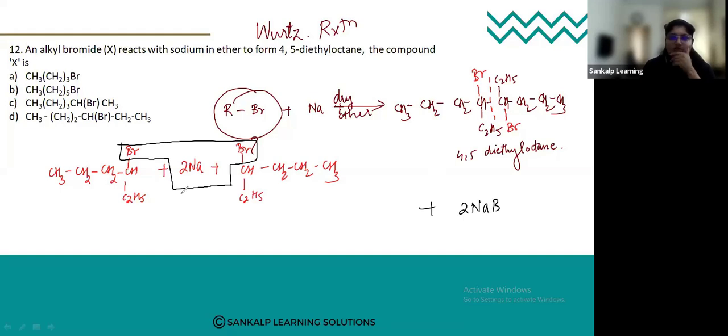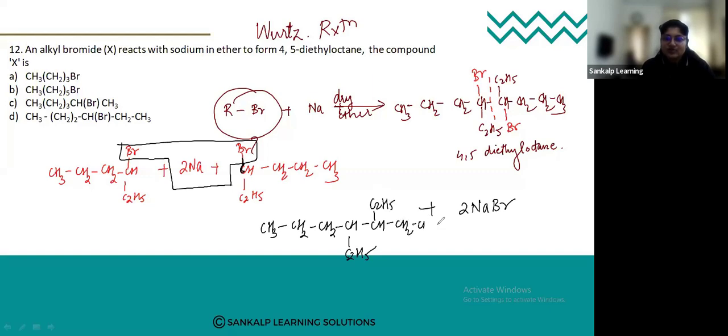2NaBr. So now join this compound. It will be CH3, CH2, CH2, CH, C2H5. Now this carbon, where this is broken, that will join. So it will be CH, C2H5, CH2, CH2, CH3. So what is the compound? The compound is this. Tell the name of this compound.